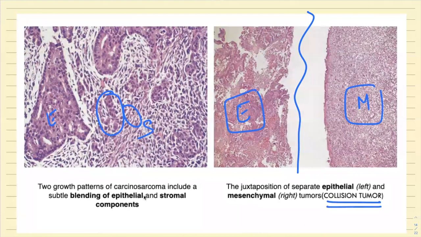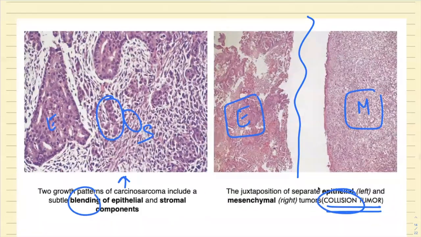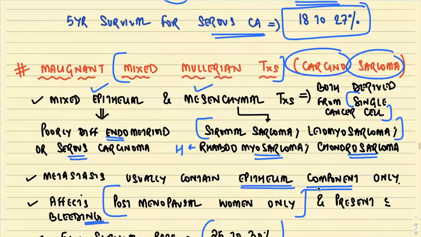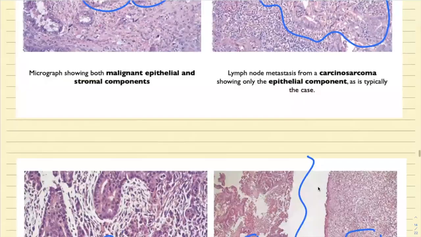They might either blend with each other as shown over here, or they might be separate as a collision tumor. Is this very clear? All the points with regards to the carcinosarcoma or mixed Mullerian tumor? Okay. Sir, collision yes. Tumor not understood.